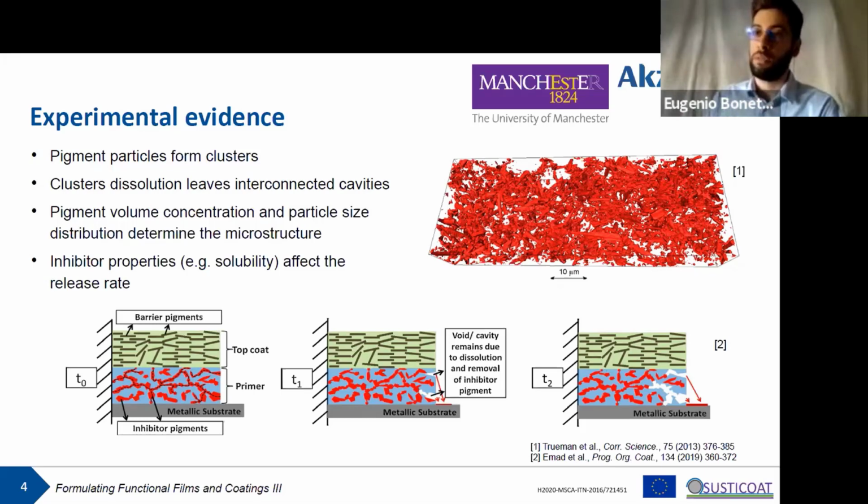And as I mentioned, the formulation of the coating is quite important for its properties. In particular, the pigment volume concentration and the particle size distribution directly affect the microstructure of the coating, so the way the pigments arrange in the coating, and the connectivity between the particles. And obviously also the properties of the inhibitor, in particular the solubility, can influence the kinetics of the release, and therefore the performance of the coating.